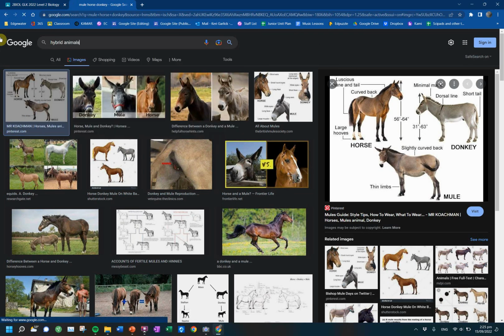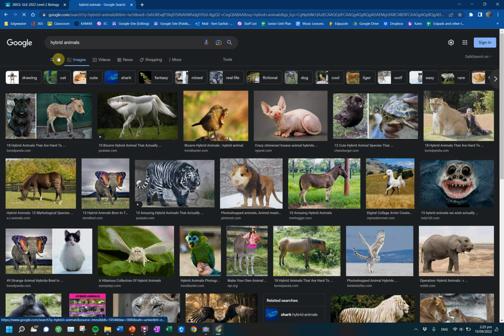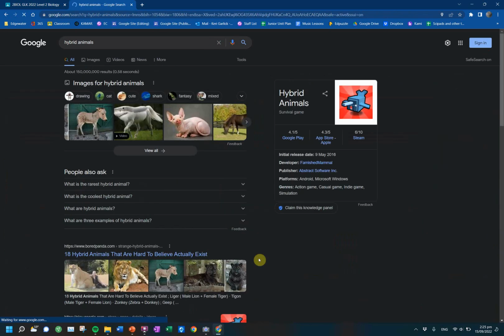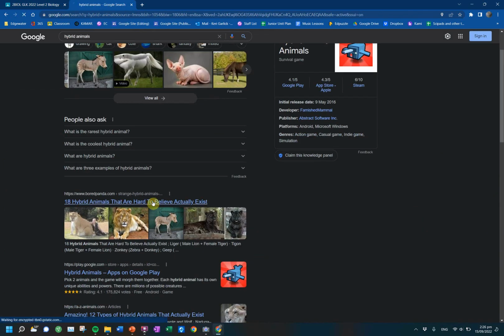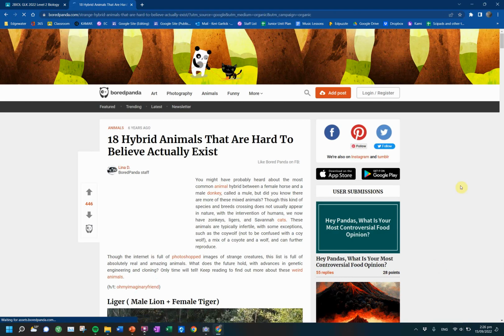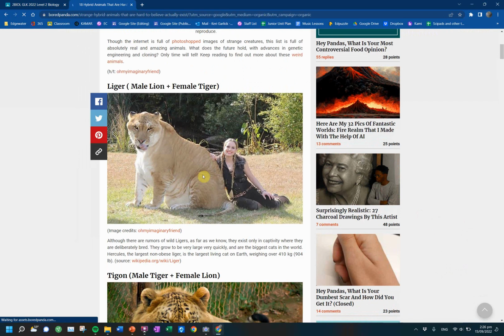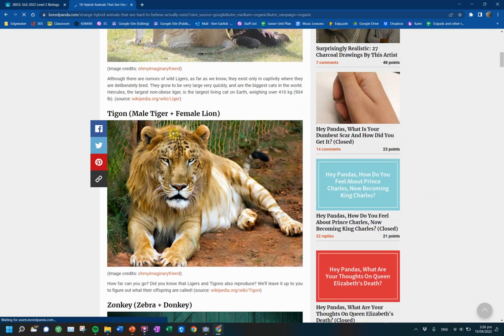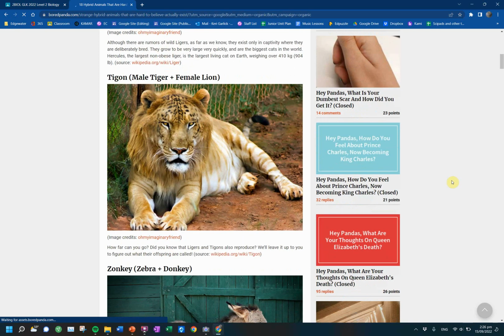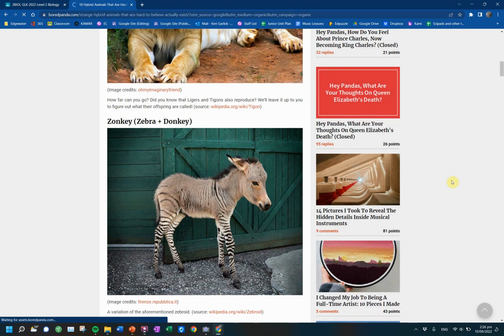Hybrid animals. Let's see. Oh, here we go. Bored Panda has 18 hybrid animals we can look at. Okay, here's our liger, which is a male lion and a female tiger. There's also a tigon, which is a male tiger and a female lion. Oh, that's really pretty. Yeah, I like that one. That's a zonkey, which is a zebra and a donkey. Oh my god, it's so cute.